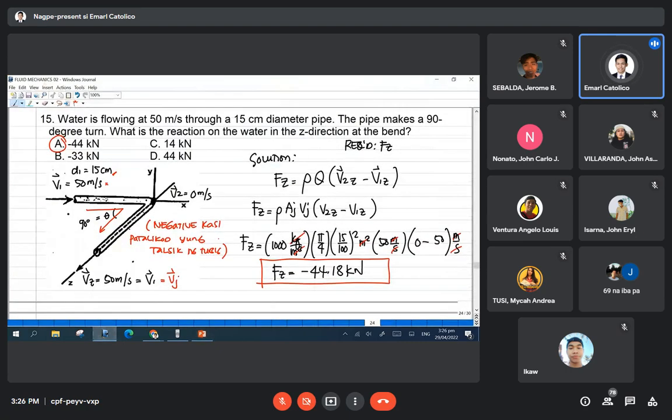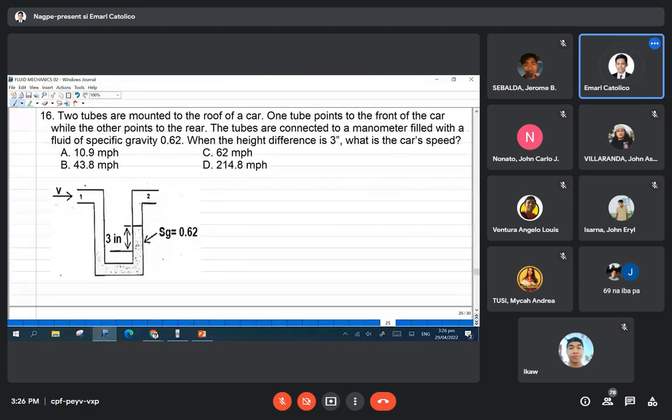So, try natin sagutan number 16. Number 16: Two tubes are mounted to the roof of a car. One tube points to the front of the car while the other points to the rear. The tubes are connected to a manometer filled with a fluid of specific gravity 0.62. When the height difference is 3 inches, what is the car's speed?